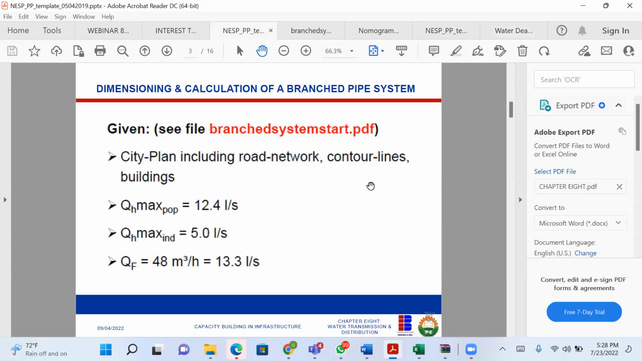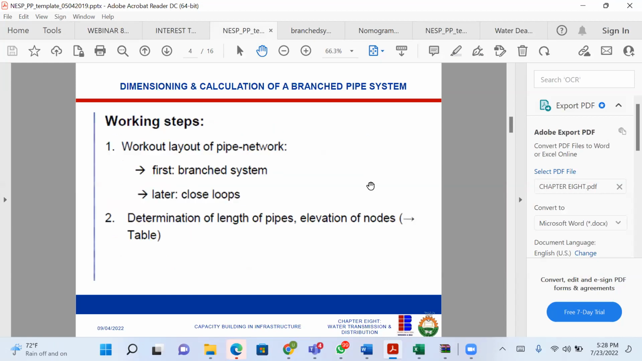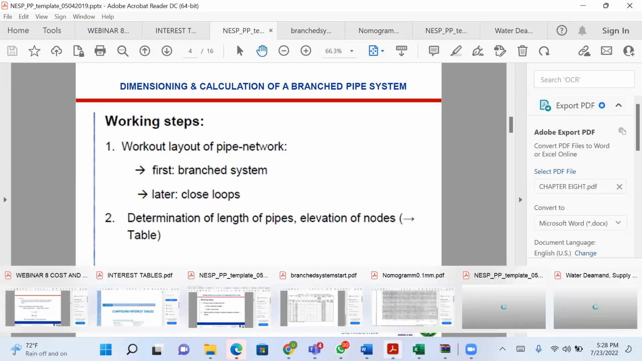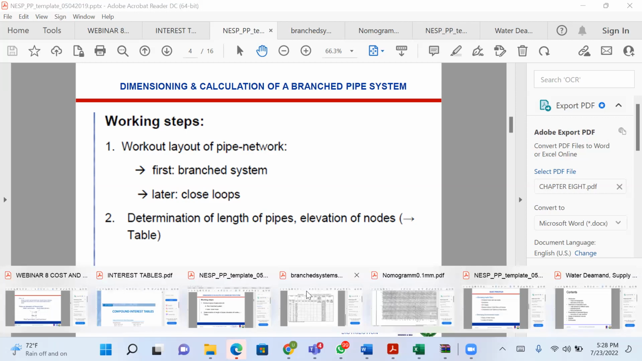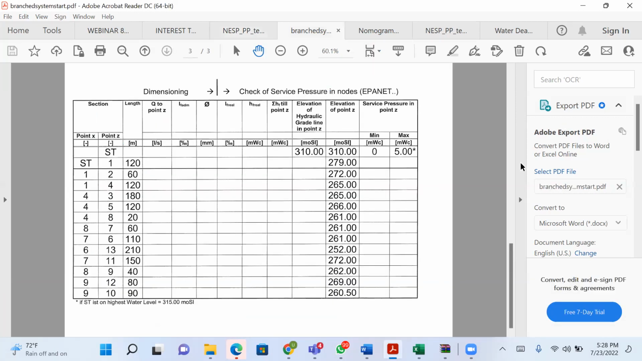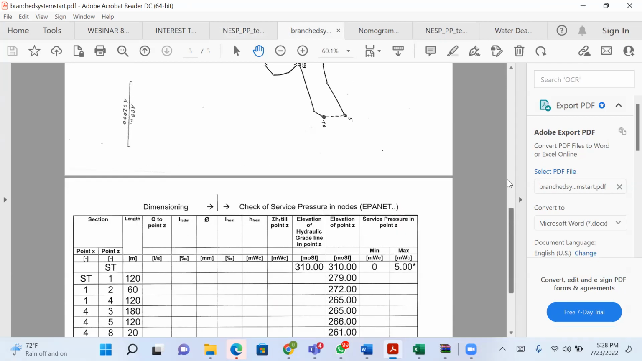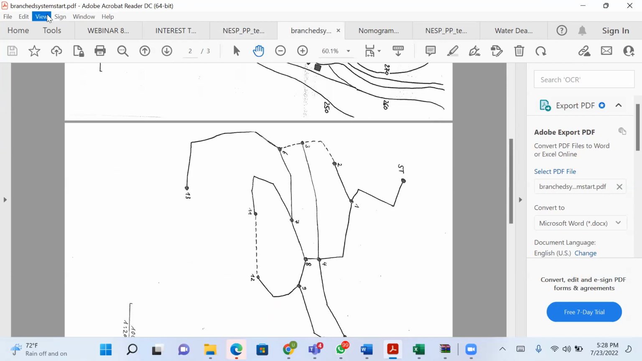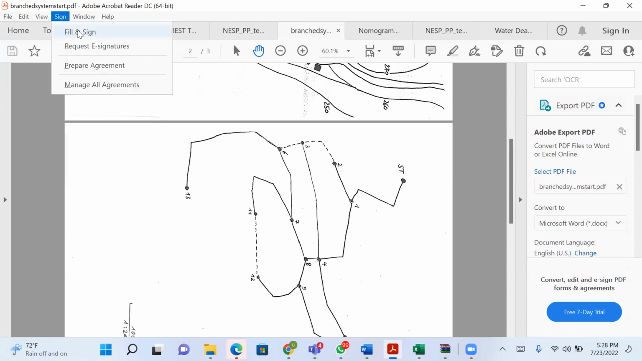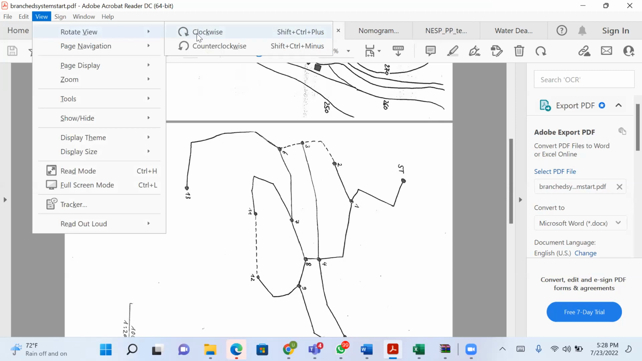So after doing this, you now follow the steps. So these are the steps you take. I've already mentioned them. Number one, you work out the layout of the pipe. What layout am I going to use? There are 2 layouts. We'll have the branch system and the loop system. So you need to look at your design and ask yourself, which system best suits me?